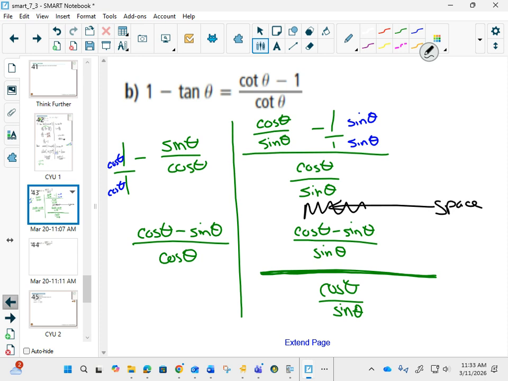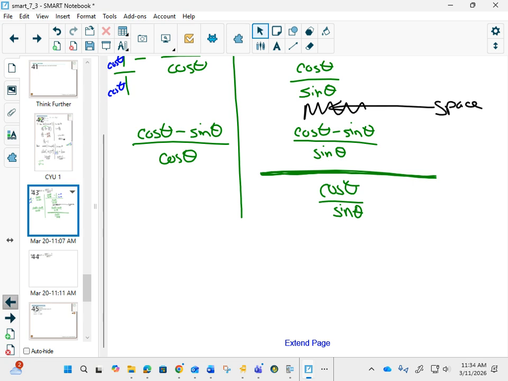So again, now I have a fraction divided by a fraction. I'm going to leave some space here, but I can multiply by the reciprocal. So the top one would stay the same.